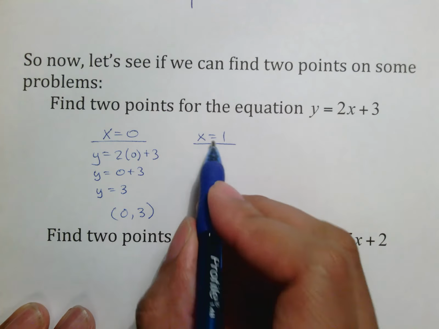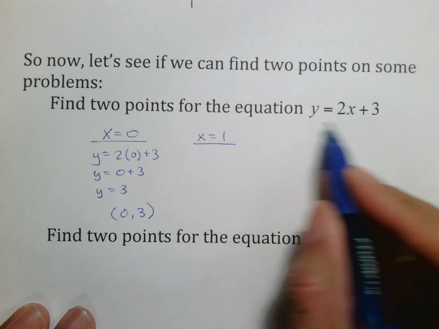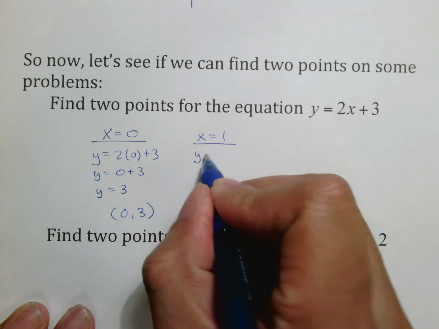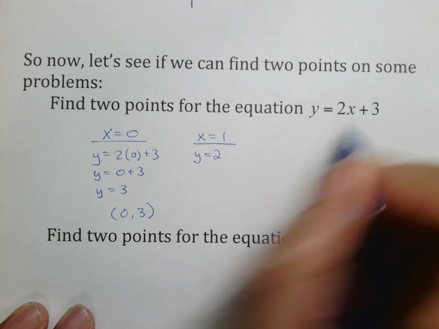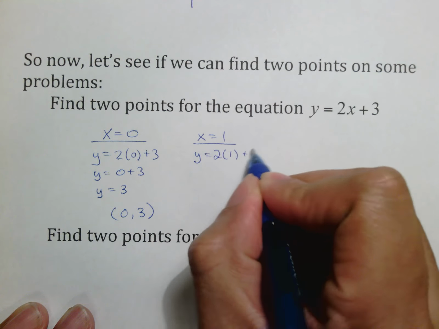And so we write down our label to let ourselves know what we're plugging in, and we go back to our original equation and we write everything except for x. So y equals 2. Well, instead of x we're going to put a 1 plus 3.